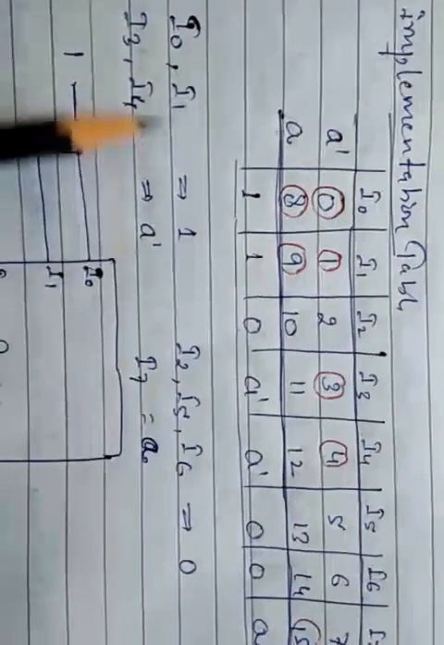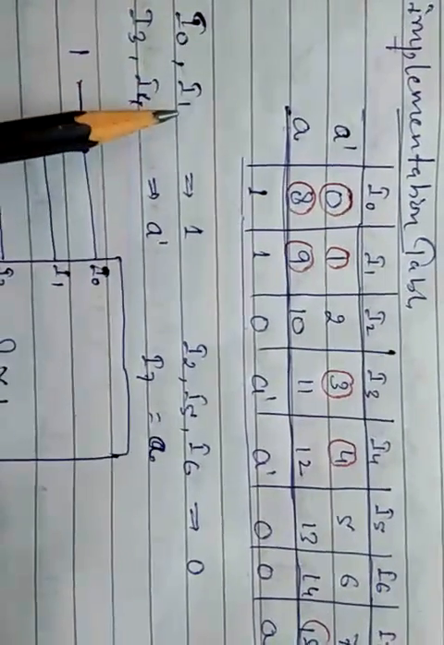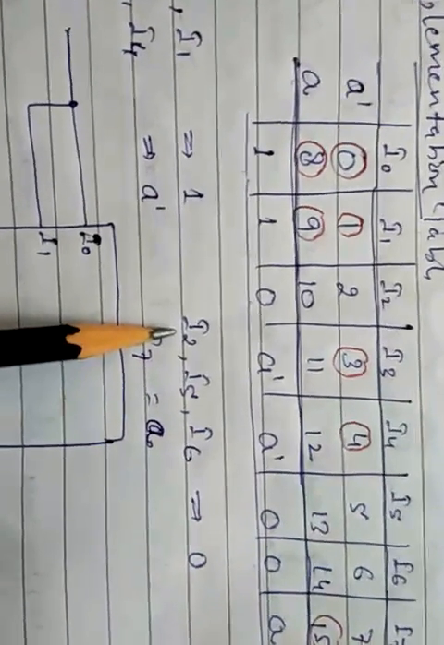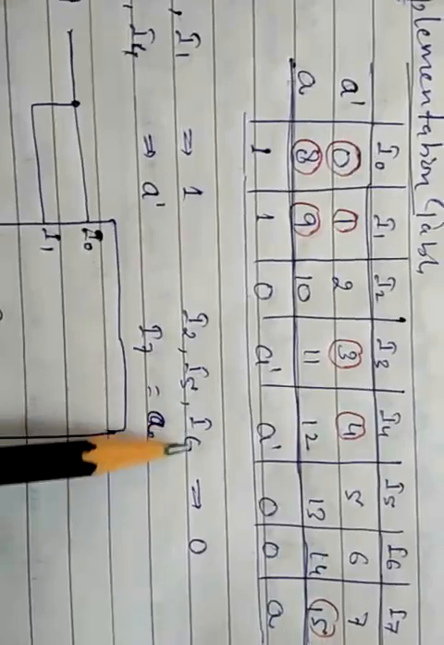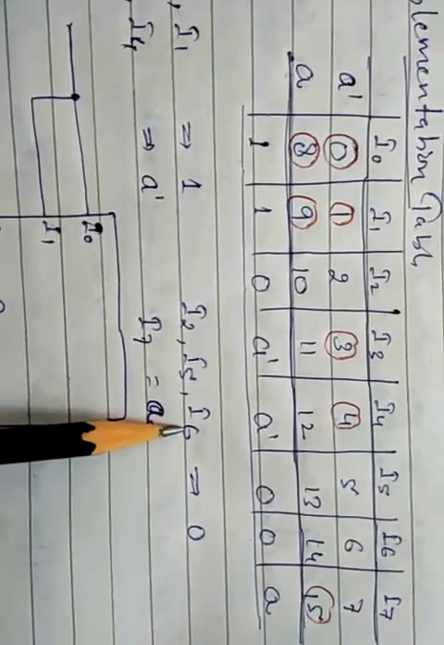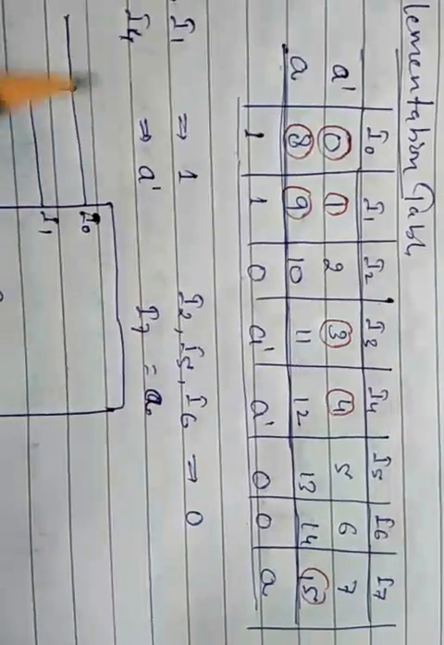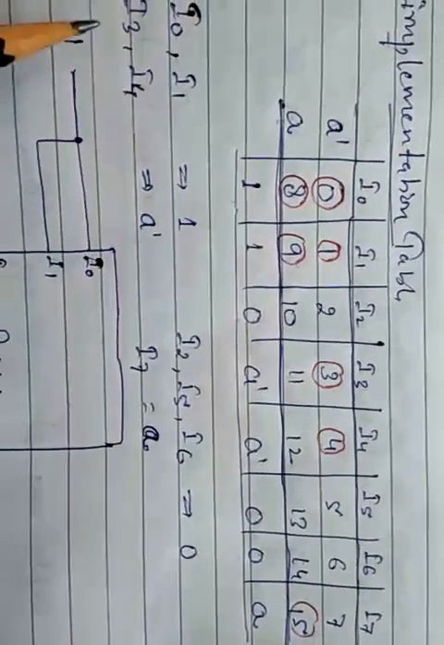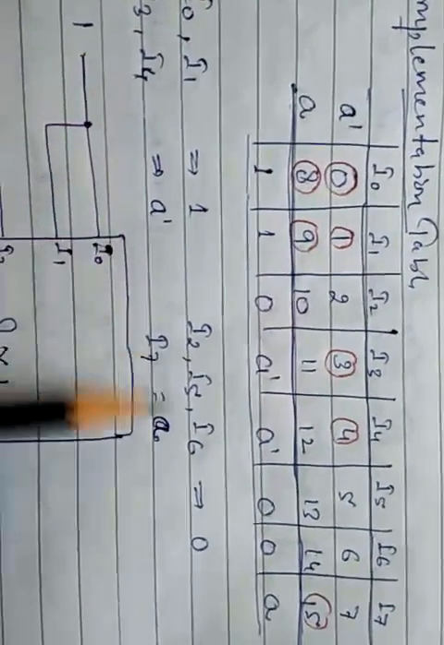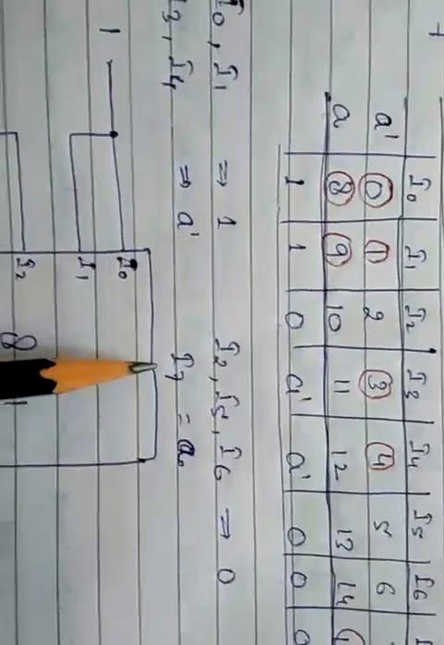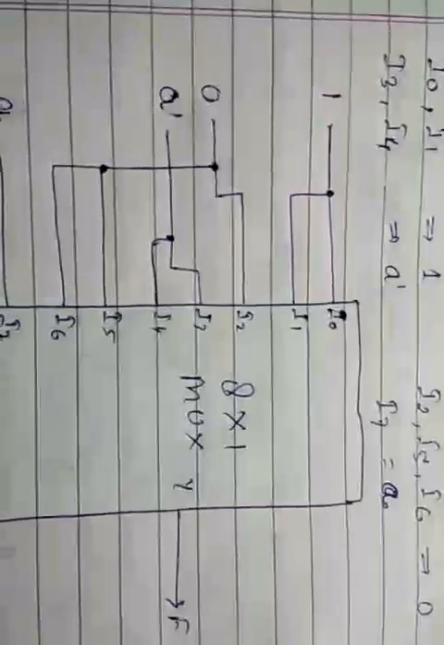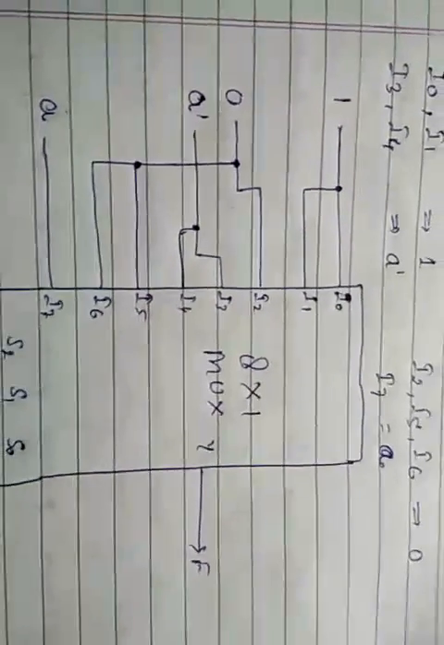So here we can say we are getting 1 on I0 and I1, and 0 on I2, I5 and I6, and A bar on I3 and I4, and A on I7. So now this is the implementation of the 8 into 1 mux.